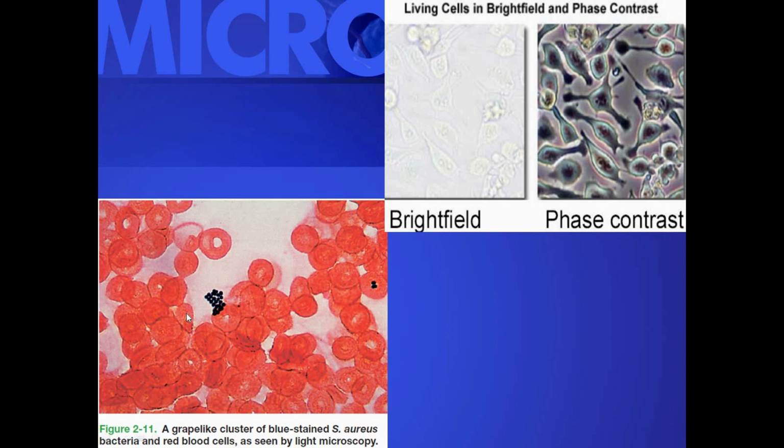This one and this one are micrographs for bright field microscopy. So these grape-like clusters are clusters of blue-stained Staphylococcus aureus bacteria in a blood film. While in this one, you can see clearly that the specimen is white, so it's unstained, and we have poor contrast.